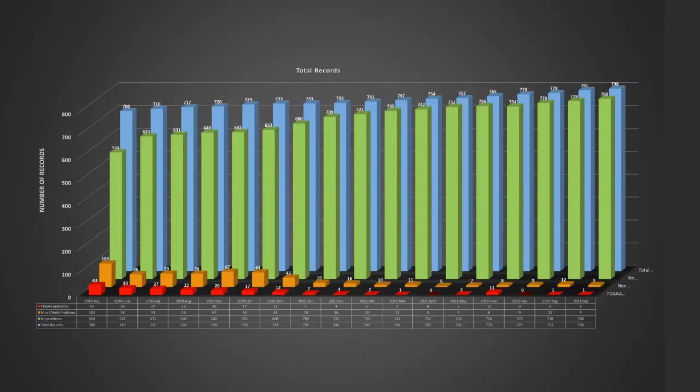This is our monthly metrics, which shows overall real-time compliance for all UT Southwestern records. Our goal is to keep the problem records as low as we can. The FDAAA problem records are indicated here as red. The non-FDAAA problems are indicated as orange, while the green ones are the records with no problems, and the blue indicates the total number of records.